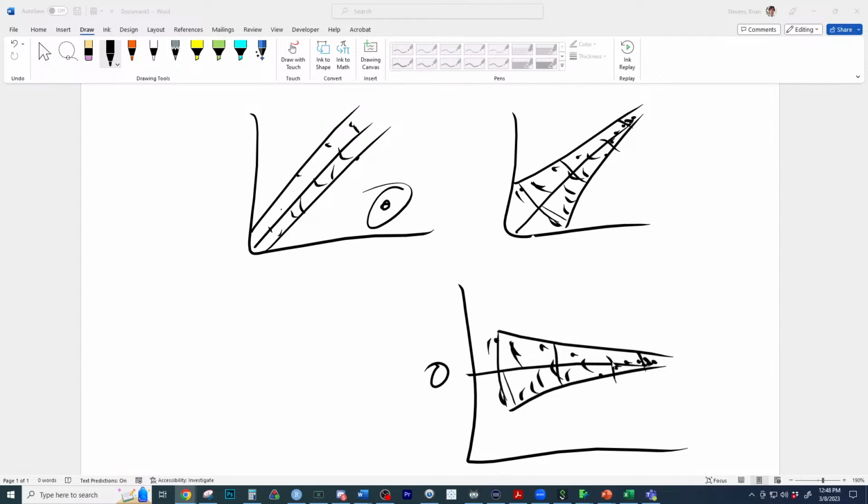So if you notice, it is getting stronger because the points are getting closer to the model right there.